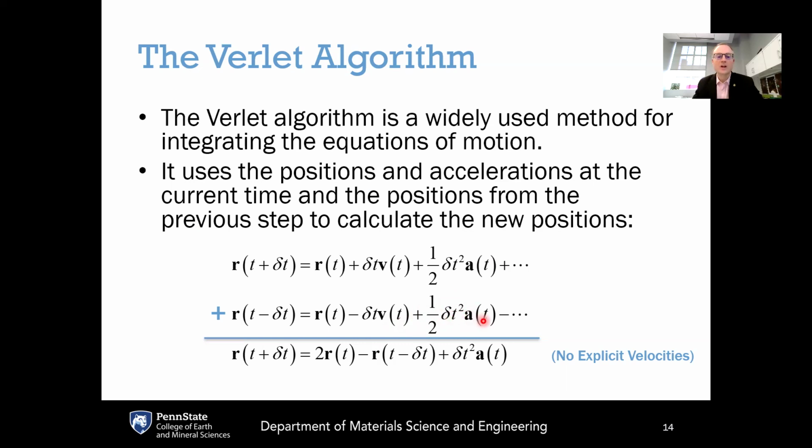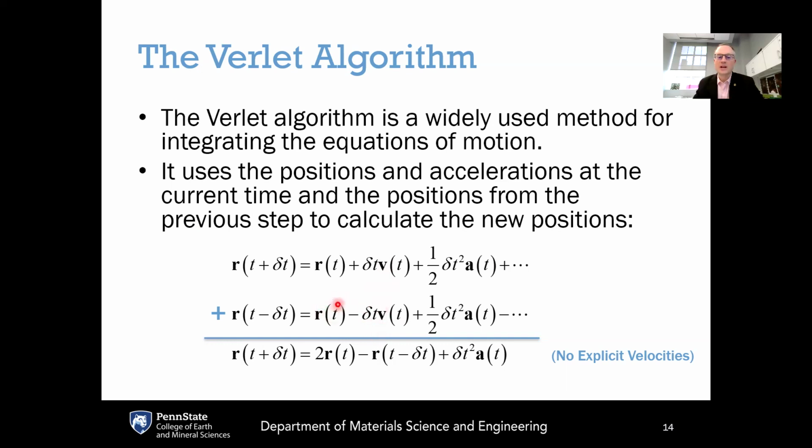Then what we need to do is add these two equations together and solve for what the position is at the new time step t plus delta t. Adding them together, you can see that these velocity terms cancel out because they are the same thing, except this one is positive and the same term in the next equation is negative. So these velocity terms exactly cancel out.